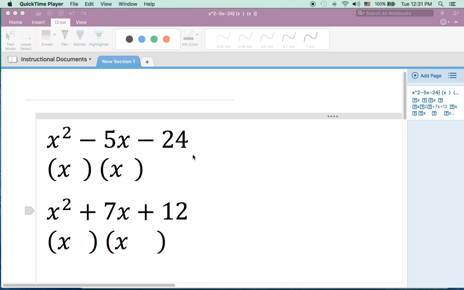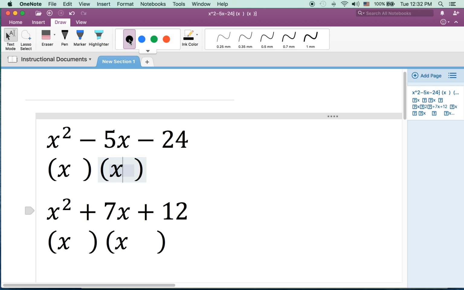So we're going to review how to factor quadratic trinomials. Quadratic means the highest power is 2, and trinomial means that the polynomial has 3 terms. The name of the game here is to think of two numbers that multiply to the last term but add to the middle term.